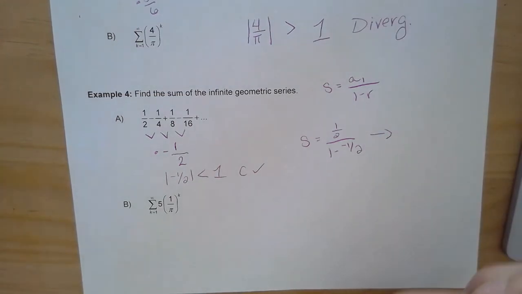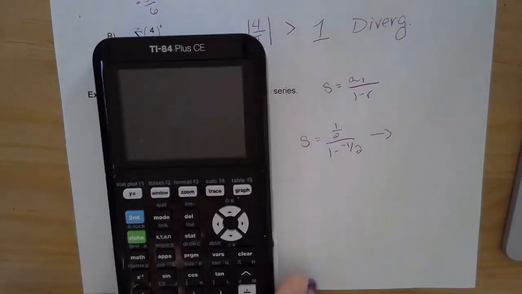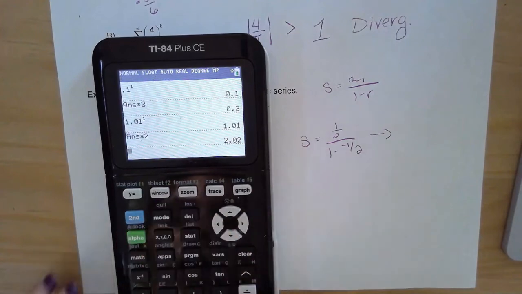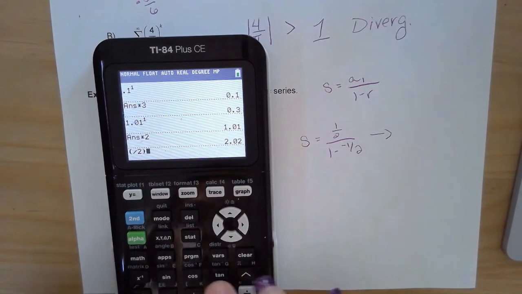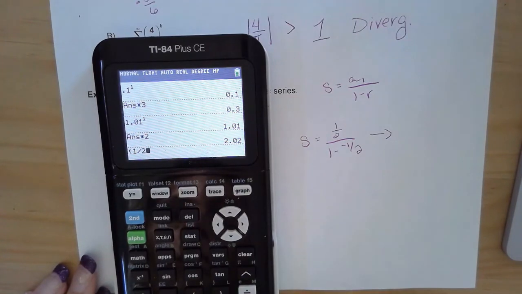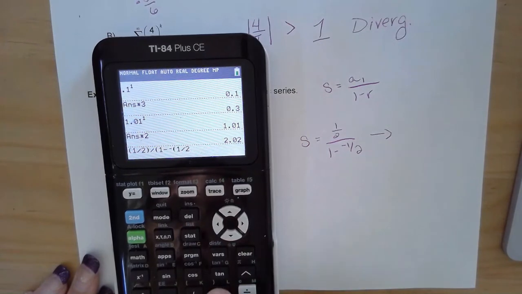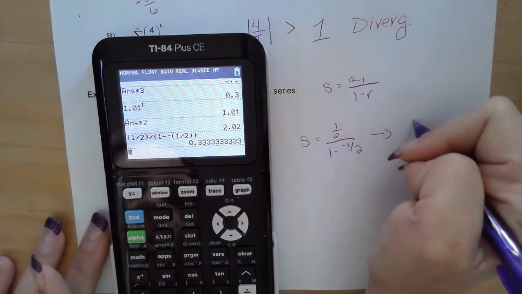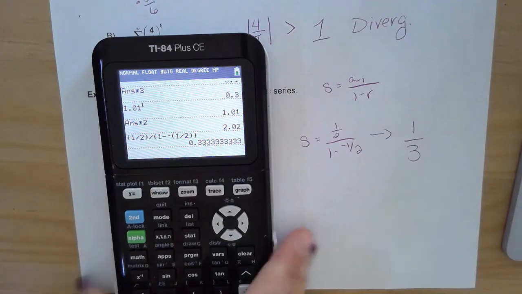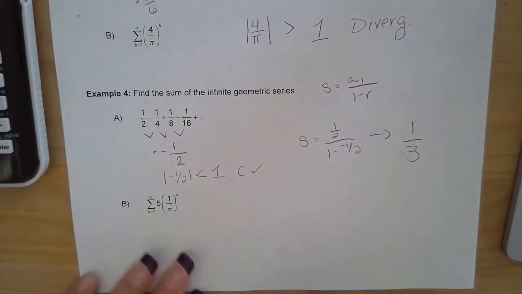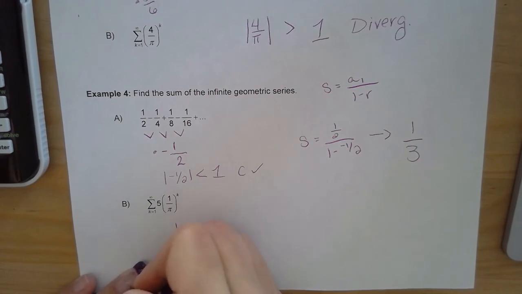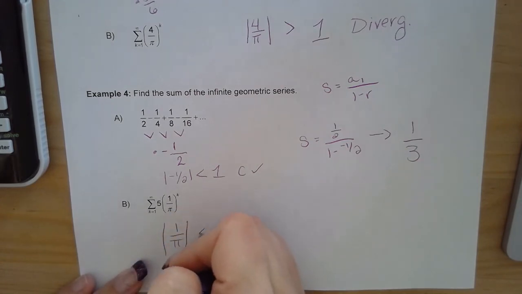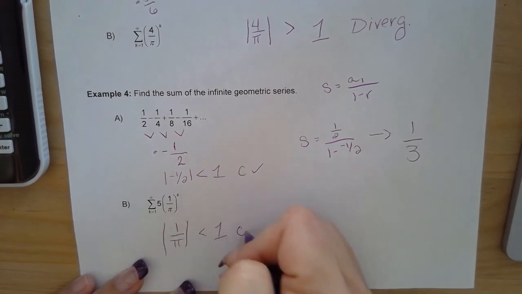So that means our summation, let's look at our calculator. Don't forget you want to have parentheses around that 1/2. Divided by 1 minus negative 1/2 equals 0.3333. What is that, guys? That is 1/3, just like in our table. Right? Let's check the other one. Our ratio is 1/pi. Well, that is definitely less than 1, so it's converging.